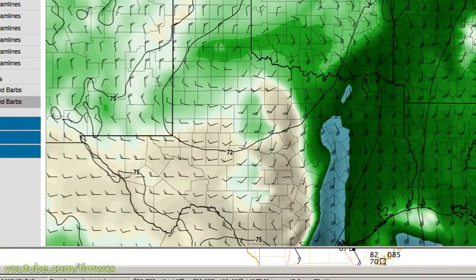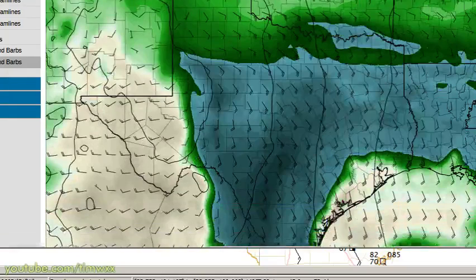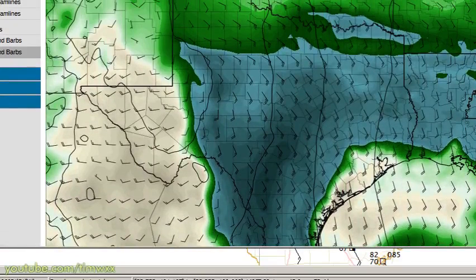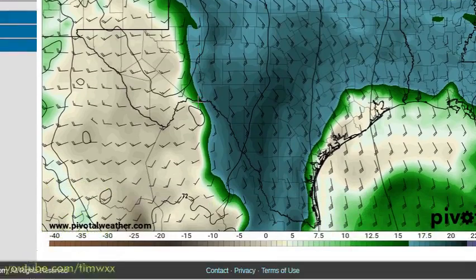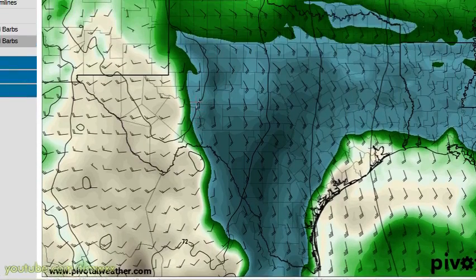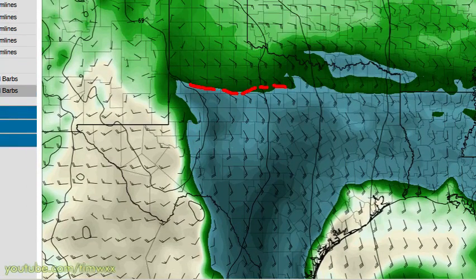So now I've pulled up the 925 millibar dew point, and towards the beginning of the run, this is going to be fairly accurate. Here we're looking at 18Z. So this is going to be your 60-degree dew points up at 925, which is up about 2,500 feet. Then we just run that forward real quick.